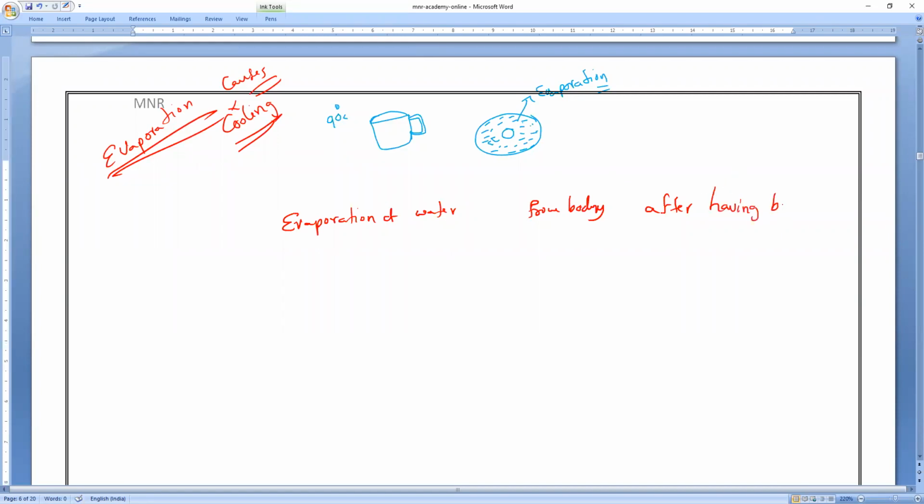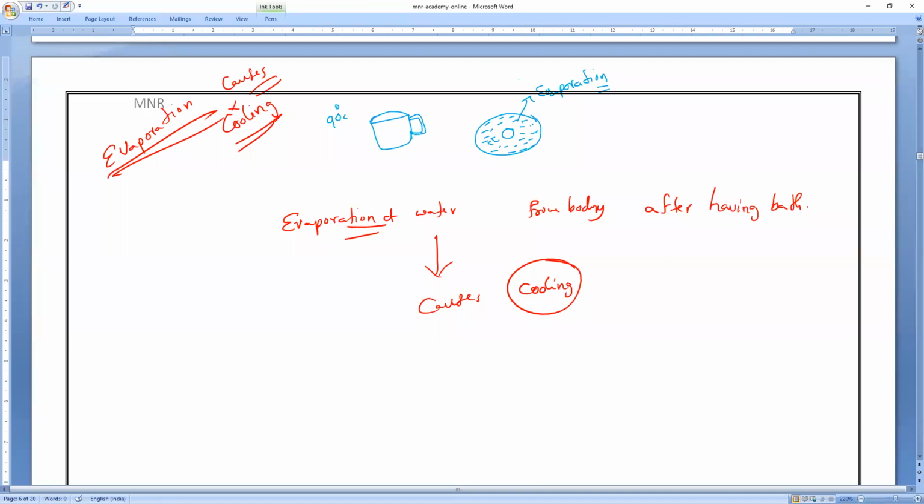Because the water will evaporate from the surface of our body, so what will it cause us, guys? Cooling. It will cause us cooling. Now, how many of you know the desert cooler?